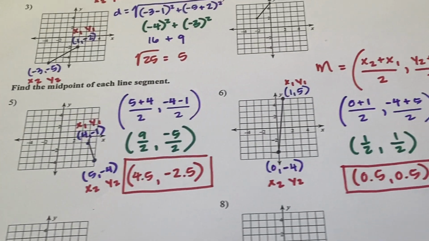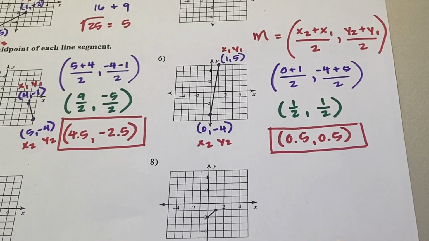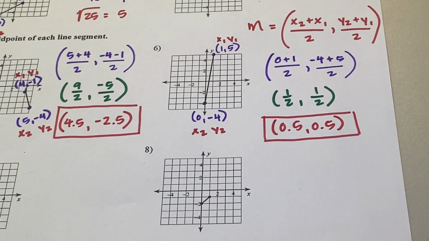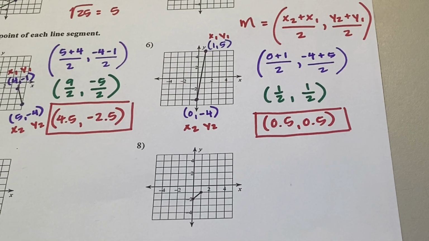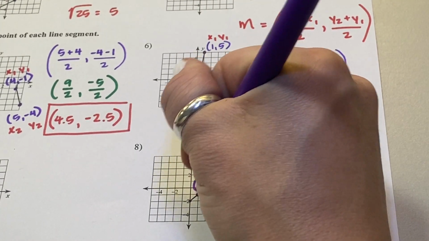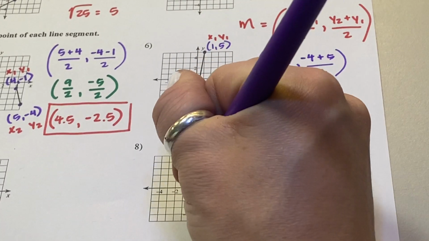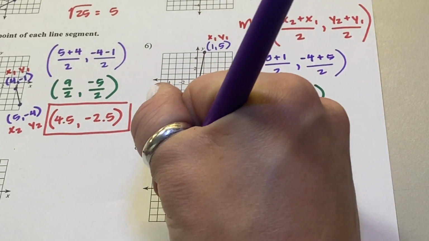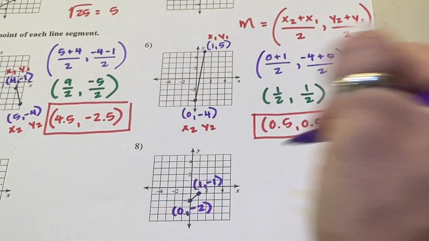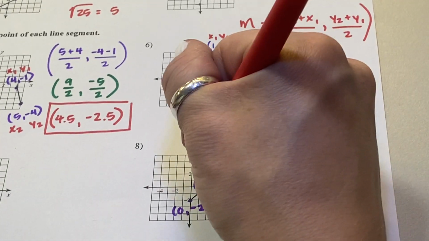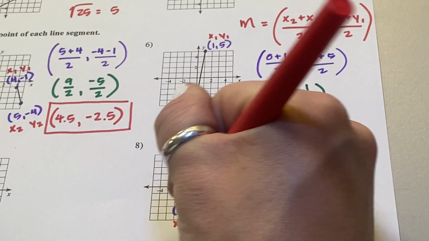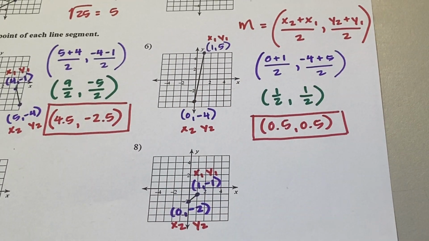All right, let's do one more then. Let's look at number 8. I want to find the midpoint between this little guy. What are my coordinate points here? Nora? 1 and negative 1. 1, comma, negative 1. And 0 and negative 2. 0, negative 2. Okay. x1, y1, x2, y2.